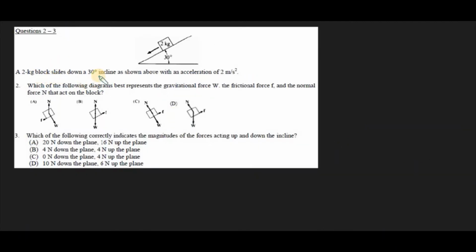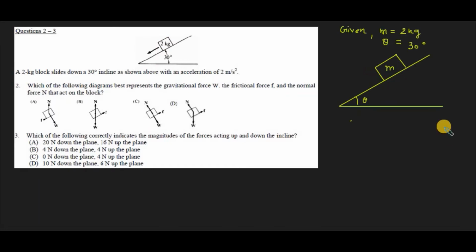A 2 kg block slides down a 30-degree incline as shown above with an acceleration of 2 meters per second square. The first question is which of the following diagrams best represents the gravitational force W, the frictional force F and the normal force N acting on the block. Here you can see in the diagram there is an inclined plane. The angle of inclination is given as 30 degrees and the 2 kg mass is placed on the inclined surface. So let's consider this is the diagram and the given information is m equal to 2 kg, theta equal to 30 degrees. Let's draw the free body diagram.